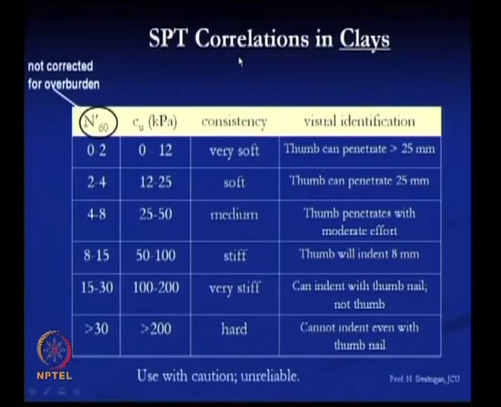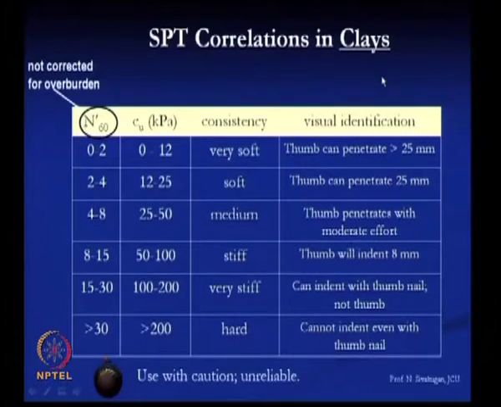Now, in this standard penetration test, we are basically getting the standard penetration number, the N value. By using this N value, based on different correlations or charts, we can determine the soil properties, whether it is a granular type of soil or a clay soil also.